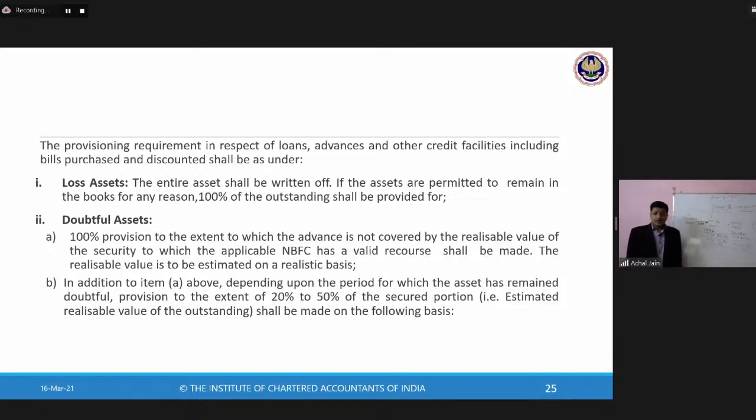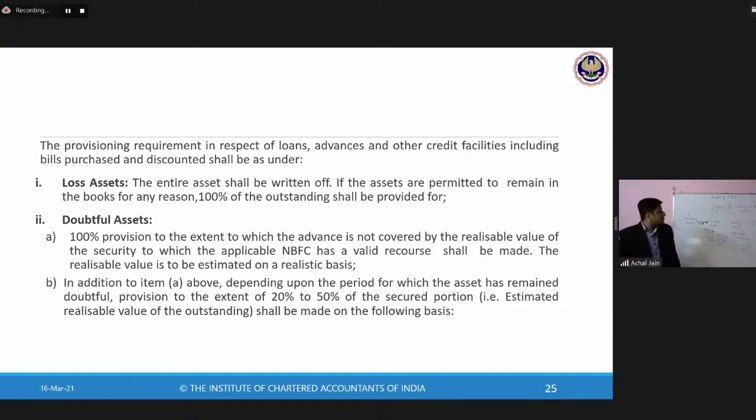Doubtful assets, once again we can say, is one of the worst or a very bad form, but it's not as bad as loss assets. So that's why it's not completely 100% in all the scenarios for doubtful assets. Let's understand. It says 100% provision should be made to the extent to which advance is not covered by realizable value of the security to which the applicable NBFC has a valid recourse.